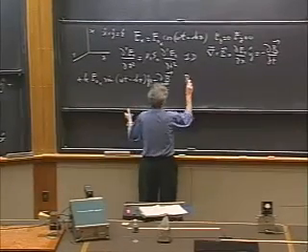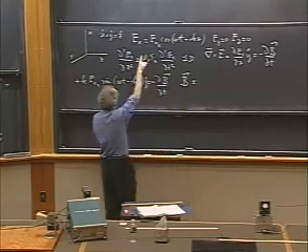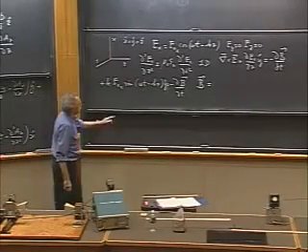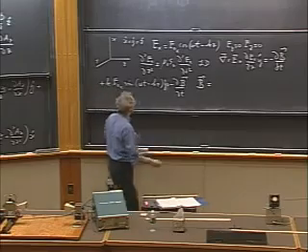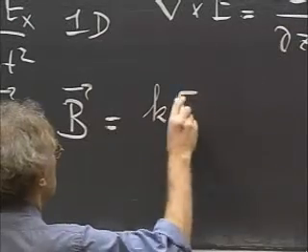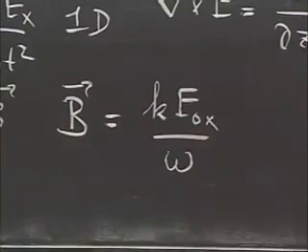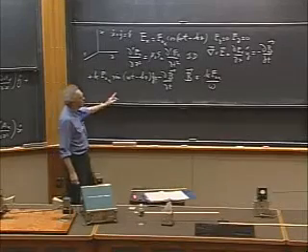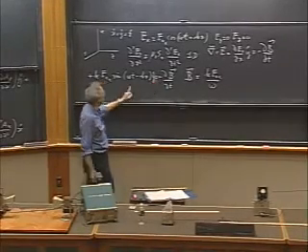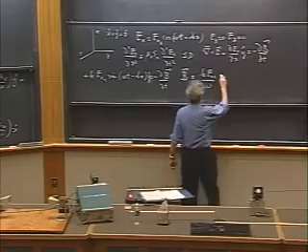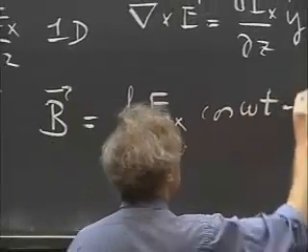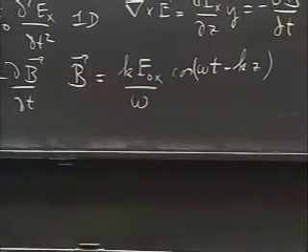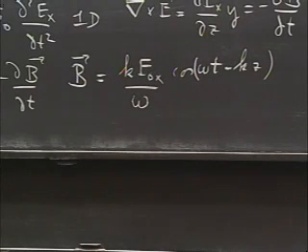And so now you get the B field that is going to be associated with that traveling wave, the electric field. So if you do an integral, the omega pops out below here. So you get k E0x divided by omega. The sine becomes minus the cosine, but I also have a minus sign here, so those two minus signs cancel. And so I get the cosine of omega t minus kz. But omega divided by k is c. That is the speed of light.